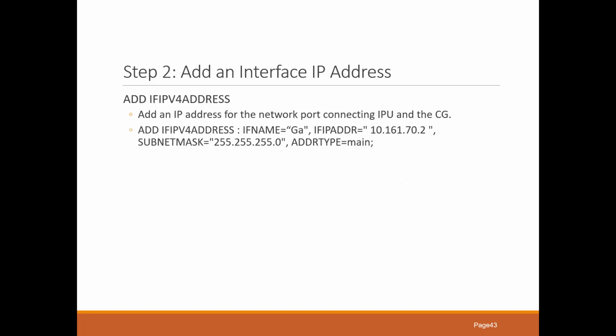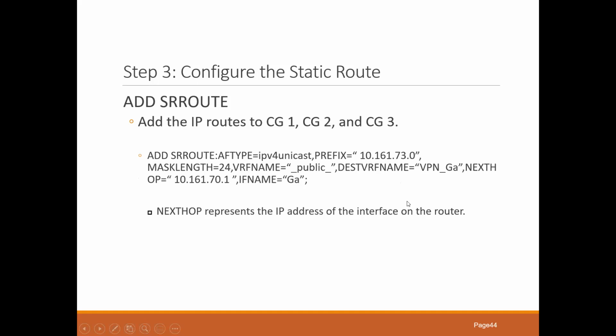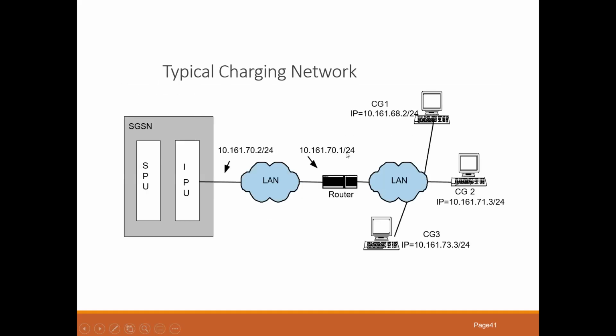Then your interface IP address: you have to specify an interface name, which is a G interface, and then you have to specify the IP address. We specify the same IP address. That is for the port that's connecting your IPU to your charging gateway. Then you specify a static route. This is optional, and this static route is being defined for all the three charging gateways. So you specify a prefix, specify a mask length, and then you specify the next hop IP address as well. The next hop IP address is the IP address of the router, which we have specified here.